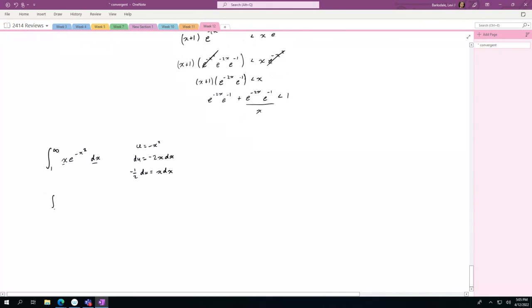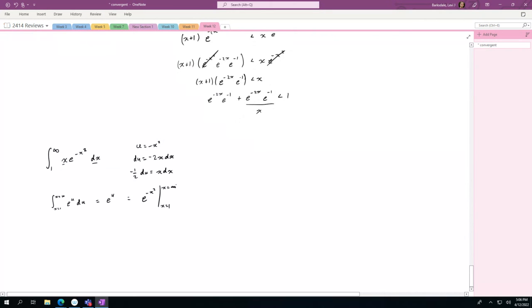So then I'm left with the integral from x equals 1 to x equals infinity of e to the u du, and the integral of e to the u is what? It is just e to the u, which in this case is e to the negative x squared from x equals 1 to x equals infinity, right?